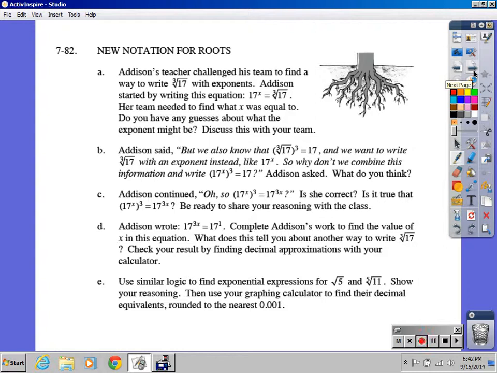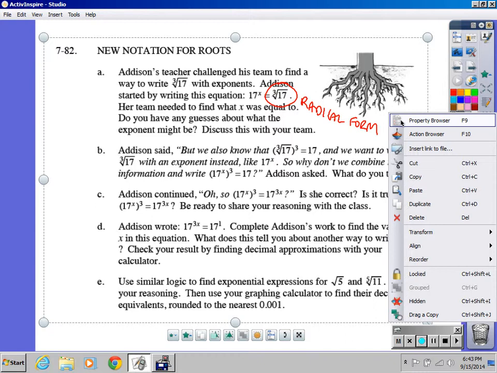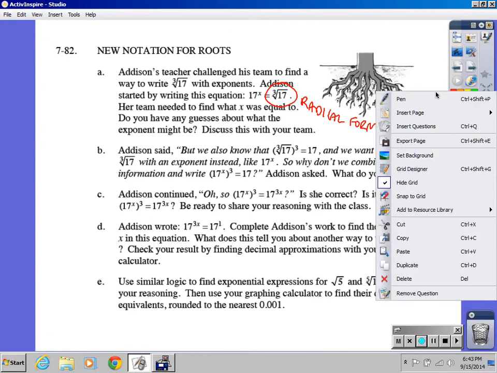Next, new notation for roots. So you can kind of read down through this. It talks about how to convert roots, which is better known as radical form of a number, to exponential form. So let me give you just a little trick here that I typically show students.